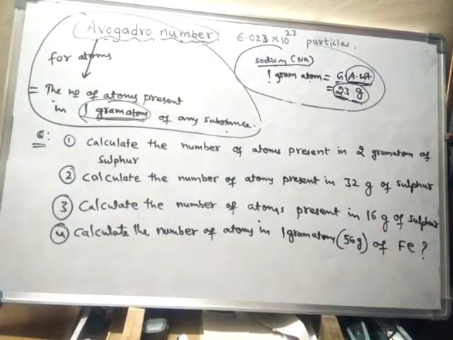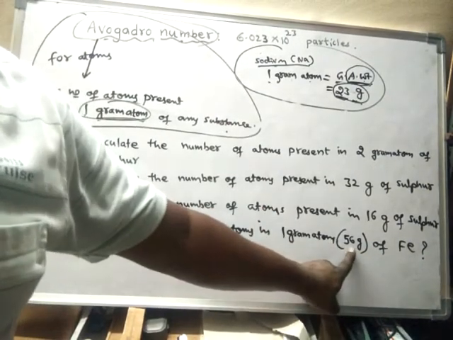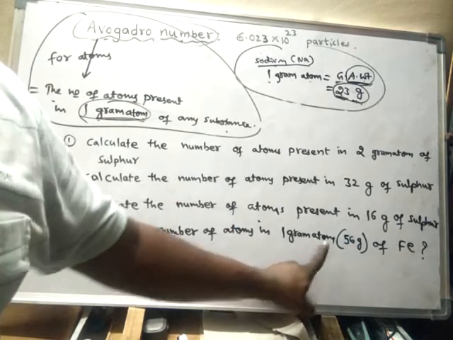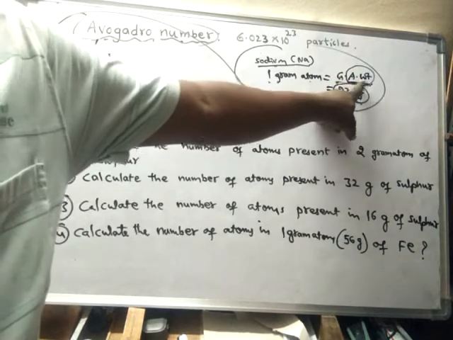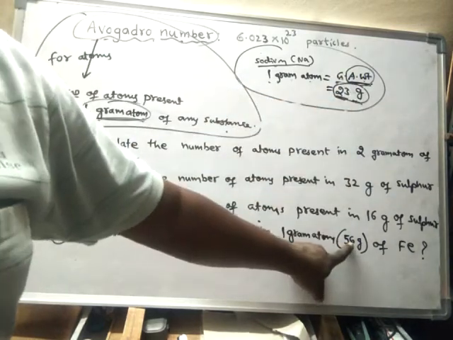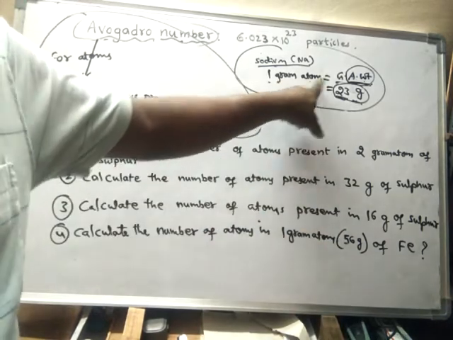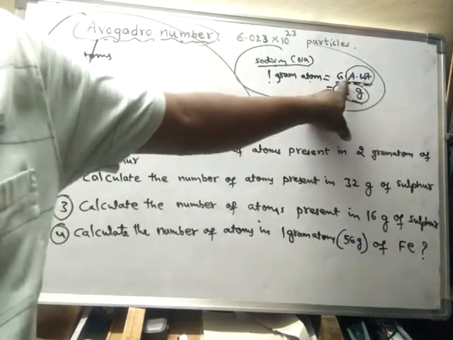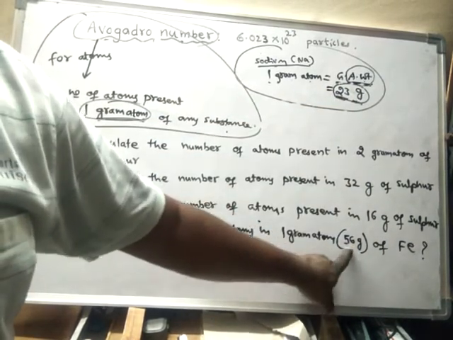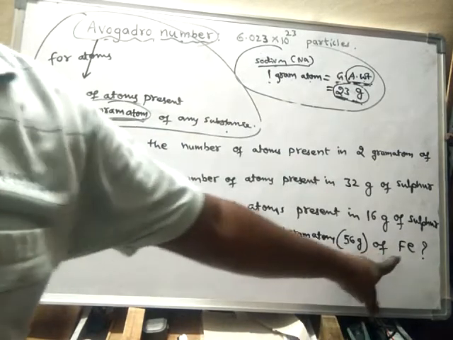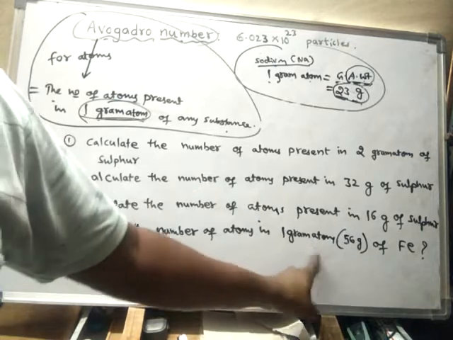See, actually, iron, its atomic mass is 56. So gram atom means atomic mass in grams, or atomic weight in grams. Hence 56 in grams, that means 56 grams. So gram atom is nothing but gram atomic weight. Here atomic weight is expressed in grams, so it is equal to gram atom. So 1 gram atom of iron is 56 grams.